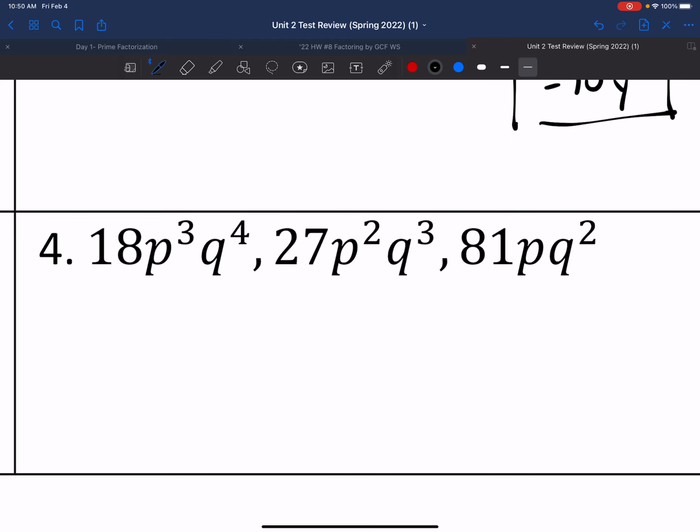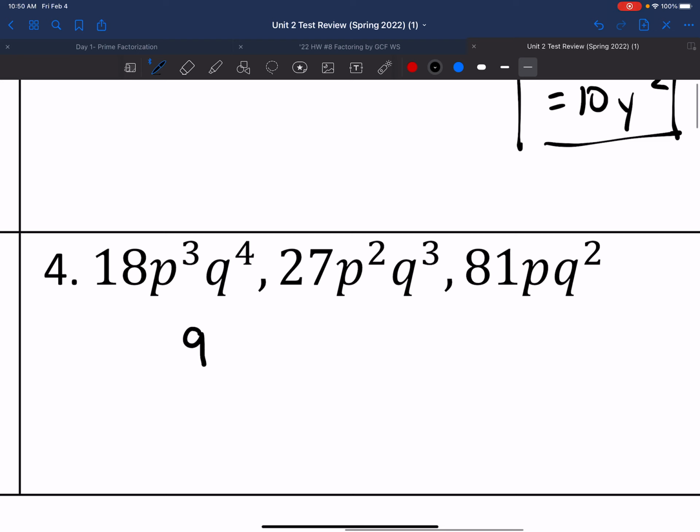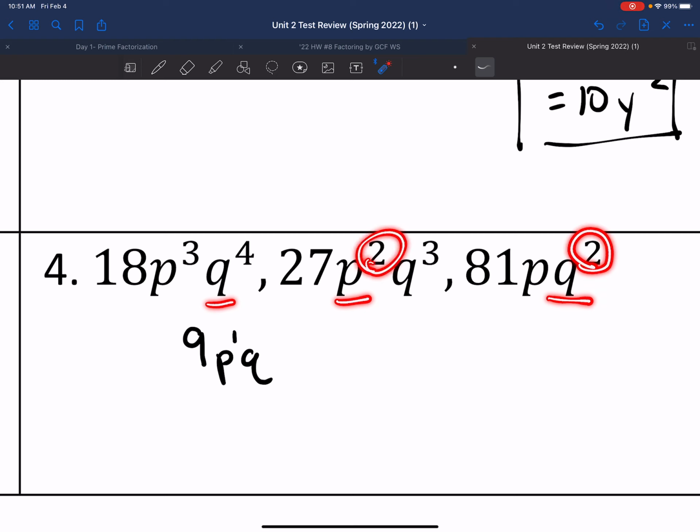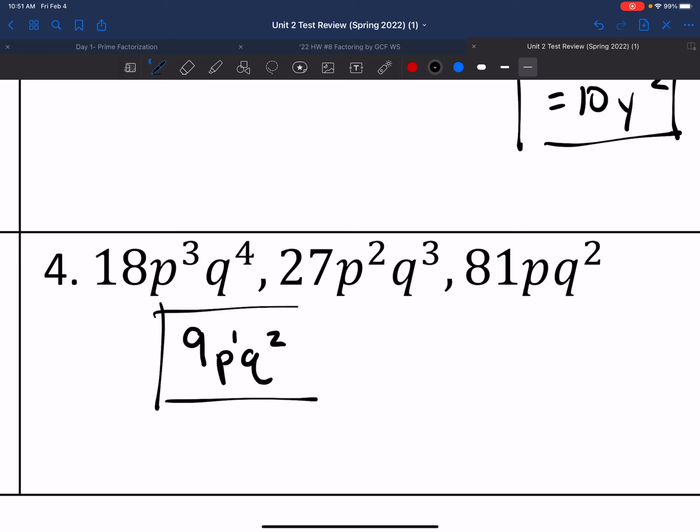Okay, now let's take a look at 18, 27, and 81. What is the GCF? What is the highest number I can think of that goes into 18, 27, and 81? I'm thinking 9. And then I look at the variables. What do they all have? They have a P and a Q. So I write P here and a Q there. Looking at the P's, the lowest exponent is 1. And looking at the Q's, the lowest exponent is 2. So I write a 2 here, and this is my GCF.